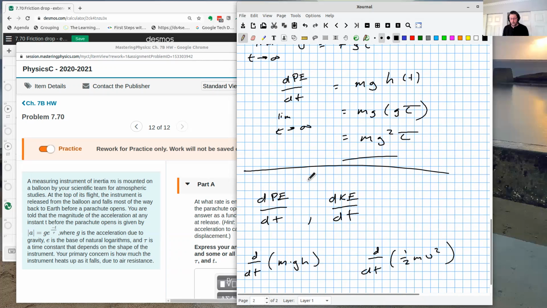So to quickly review, the idea is as the package drops, potential energy is obviously decreasing. Kinetic energy is increasing for a while. And then after a while, the kinetic energy stops changing because the acceleration has shut off. At that point, all the potential energy is being turned into heat. And therefore, that's the rate at which heat is being generated in the long time limit. And before that, some of the potential energy is being turned into heat and some of it's being turned into kinetic. And we're trying to figure out what's the difference between them, because that'll tell us how much heat is generated. Okay.